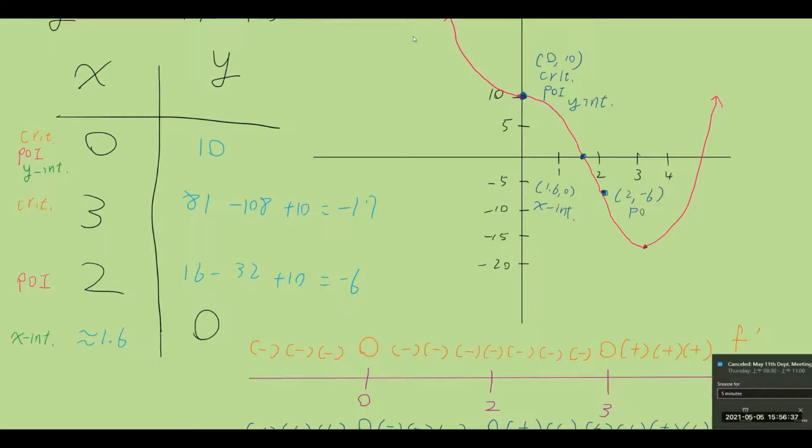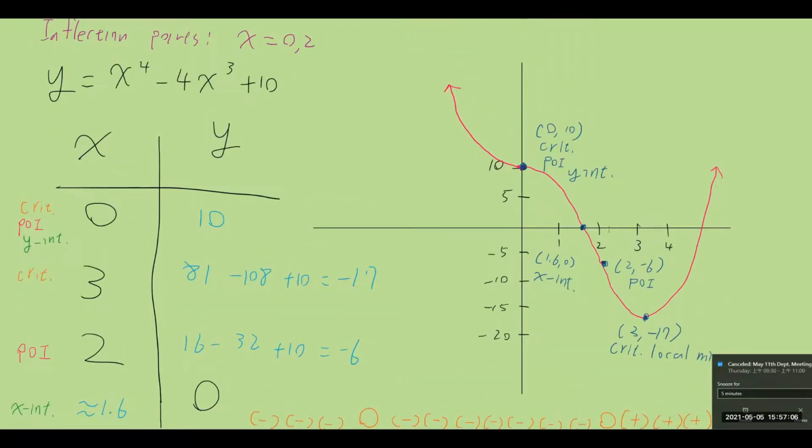That's a point of inflection, right? Where its concavity changes from concave down to concave up. And this point right here, (3, -17), that's a critical number, also a local min, right? It's not a point of inflection because the concavity does not change. It's always concave up, right? And that's basically it. This final graph is our answer, right?